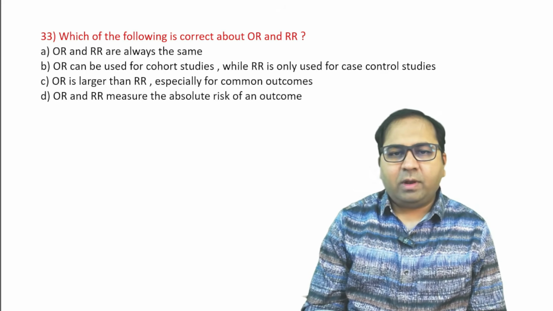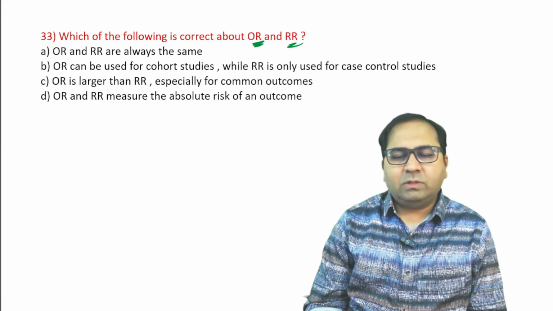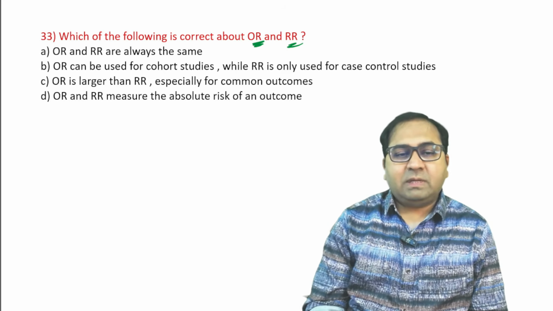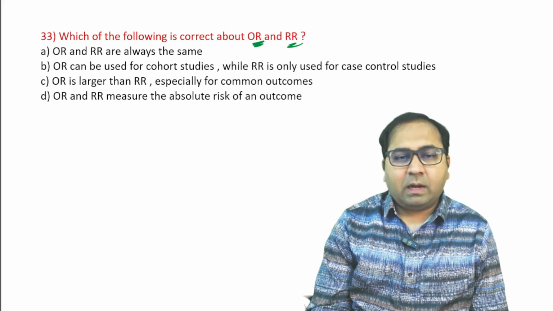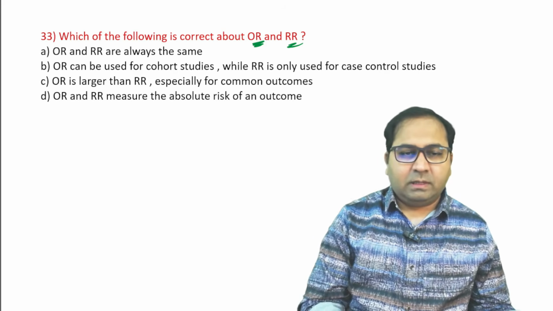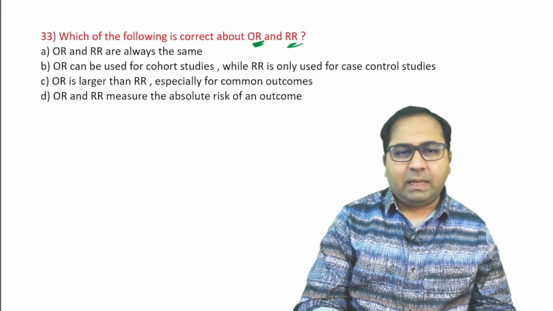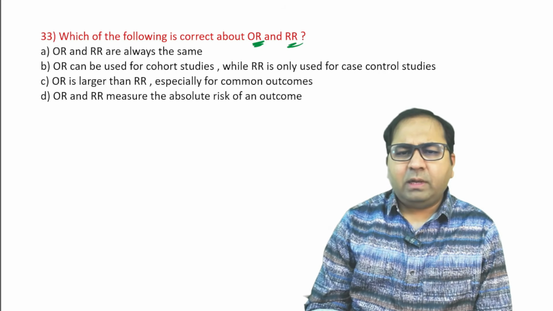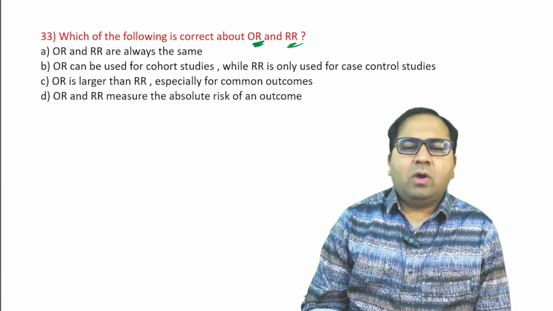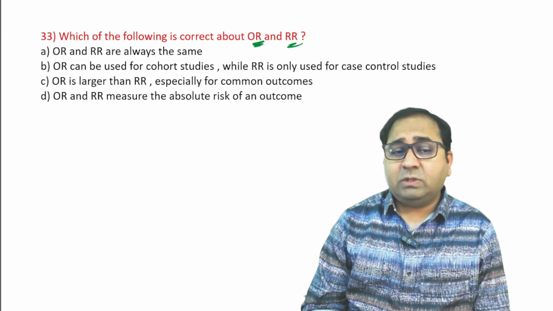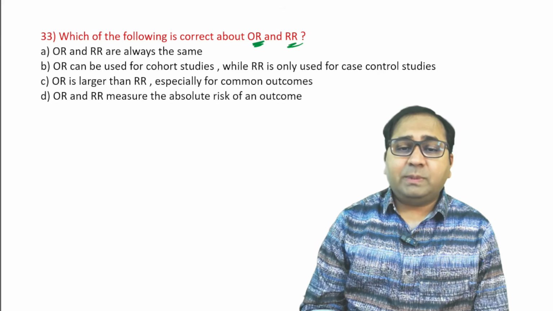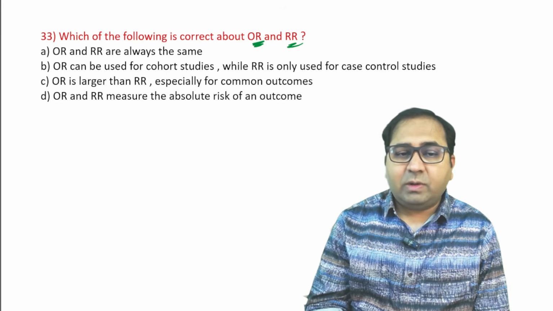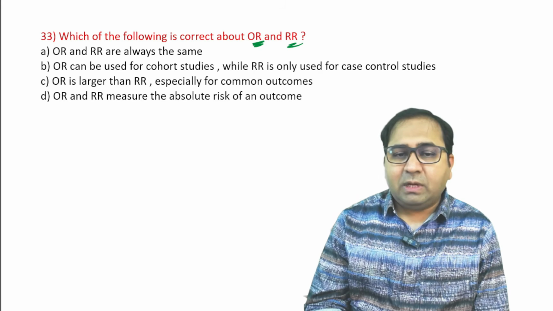Next question. Which of the following is correct about OR and RR? OR is odds ratio and RR is relative risk. Options are A, that OR and RR are always the same. That is, odds ratio and relative risk are always the same. B, odds ratio can be used for cohort studies while relative risk is only used for case control studies. Or option C, that the odds ratio is larger than relative risk, especially for common outcomes. And option D, odds ratio and relative risk measure the absolute risk of an outcome.